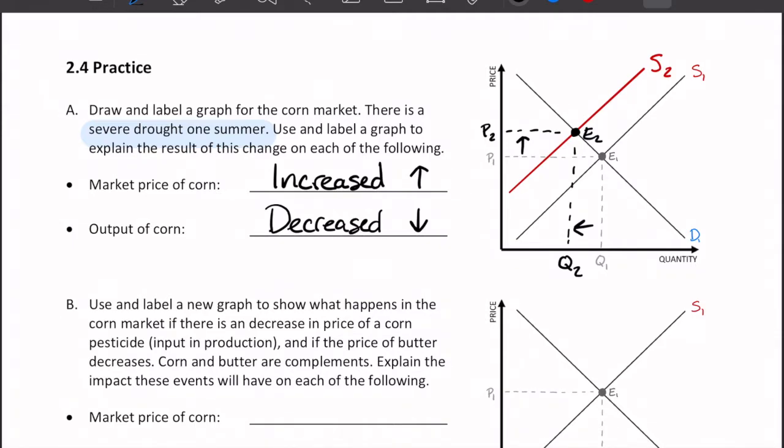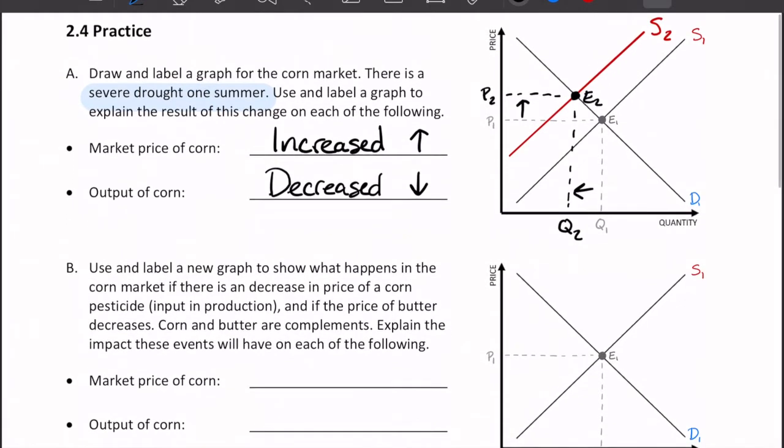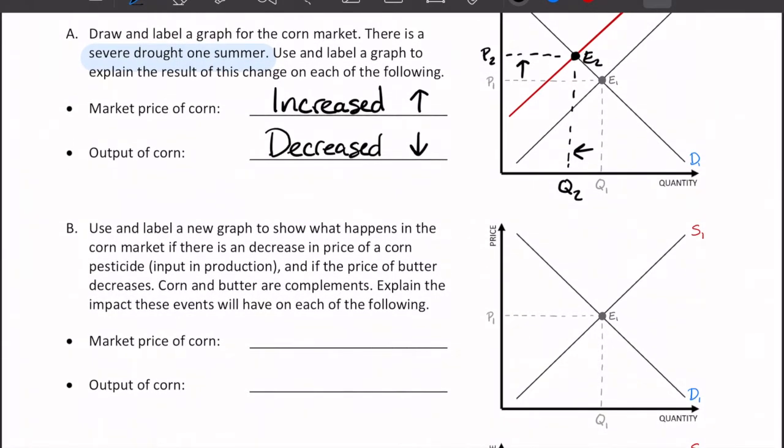So if we look at B, it says use and label a new graph, and so we've already labeled it, to show what happens in the corn market if there is a decrease in the price of corn pesticide, which is an input in production. At the same time, we see that the price of butter decreases. All right, so let's break these down because we actually have 2 different things occurring at once. The first thing, we have a decrease in the price of a pesticide, which is an input. And then we also have the price of butter decreasing. And so we need to break these things down one by one.